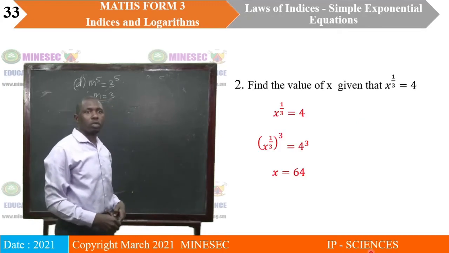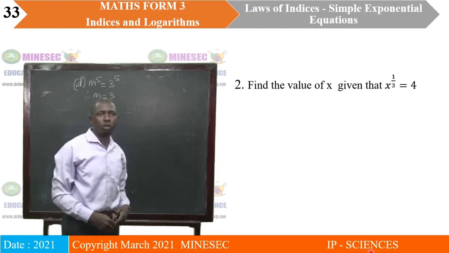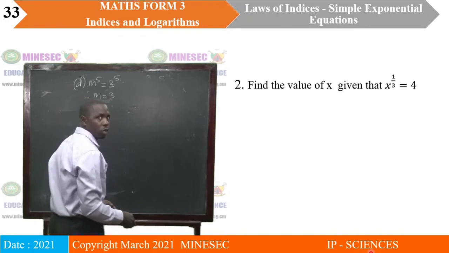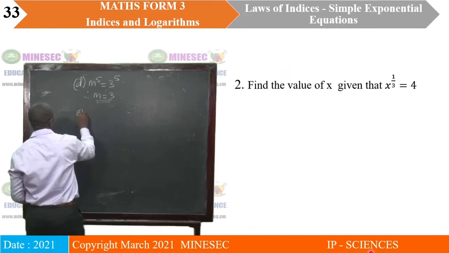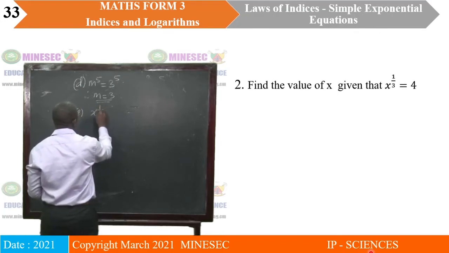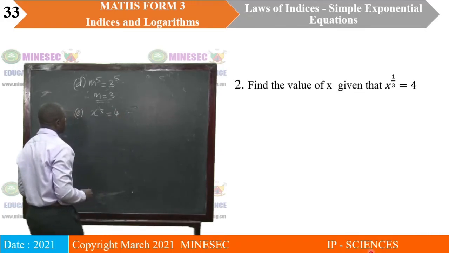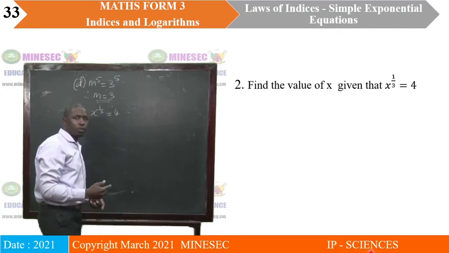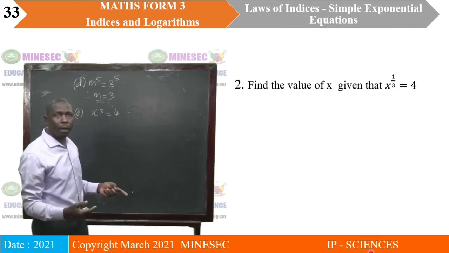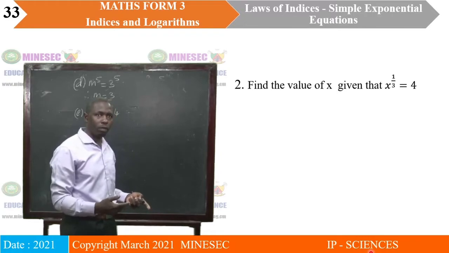So, in the next question, we had find the values of x, given that x raised to the power 1/3 is equal to 4. X raised to the power 1/3 is equal to 4. So you have to find that, question E. X raised to the power 1/3 being equal to 4. So we're expected to find the value of x for which that is possible.